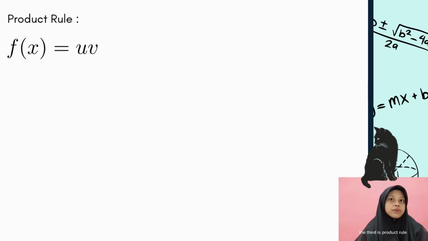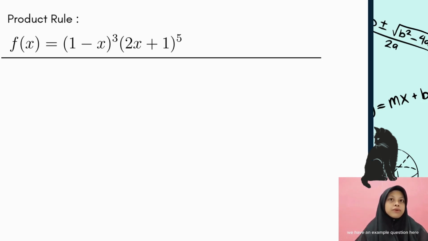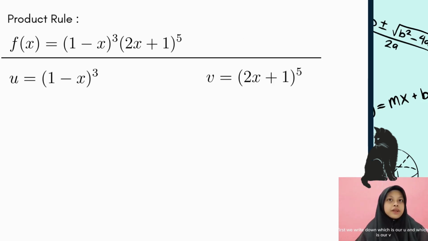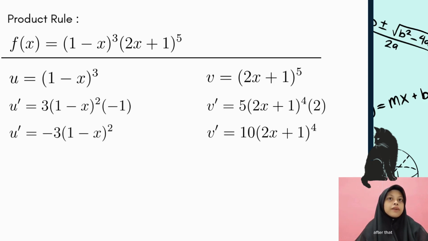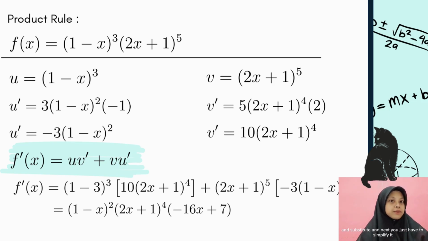The third is the product rule. We have f(x) equals uv, so f'(x) equals uv' plus vu'. We have an example question here. First, we write down which is our u and which is our v. After that, we can differentiate them, and we get v' and u'. And then we just have to remember the formula and substitute, and next you just have to simplify it.